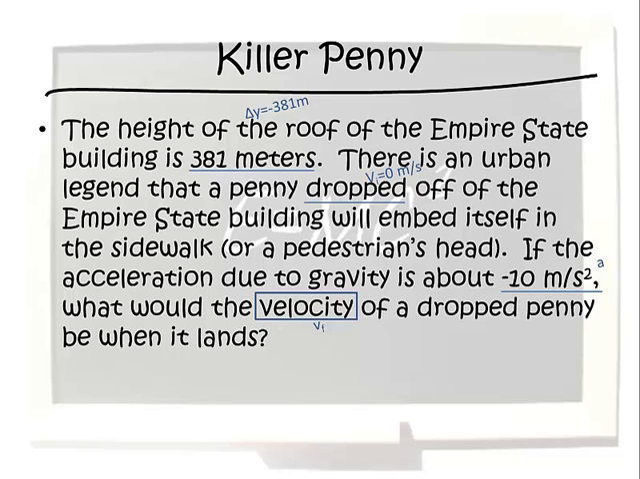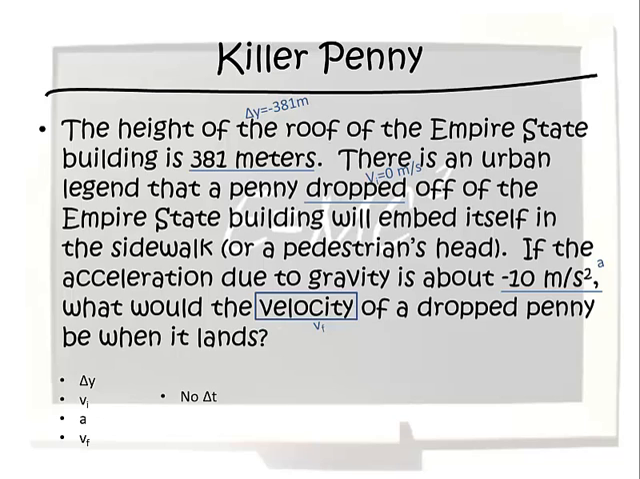So let's review this problem. We have displacement, delta y. We have initial velocity. We have acceleration. We have final velocity. That is 4 of the 5 variables. Which variable is missing? This problem does not involve time. There's no delta t as part of this problem.